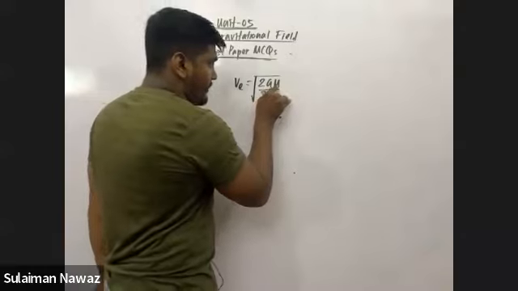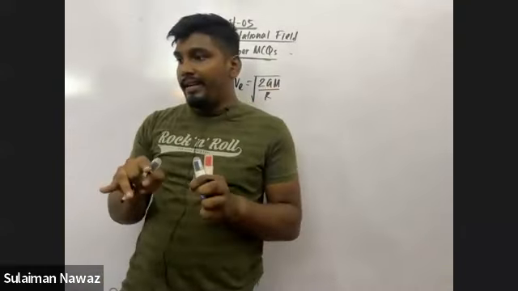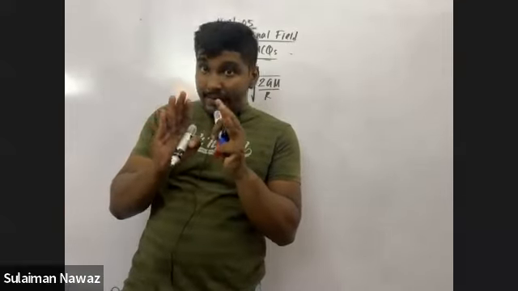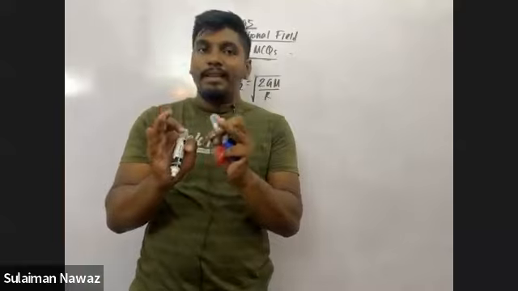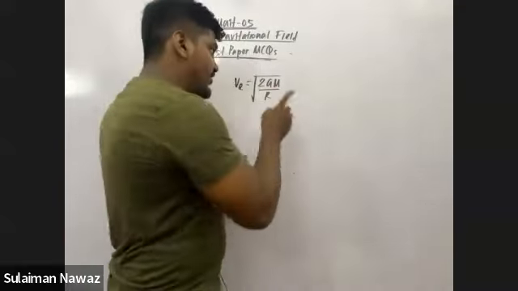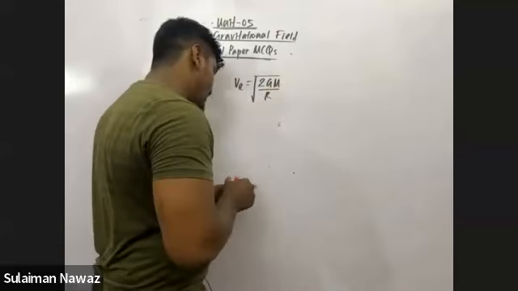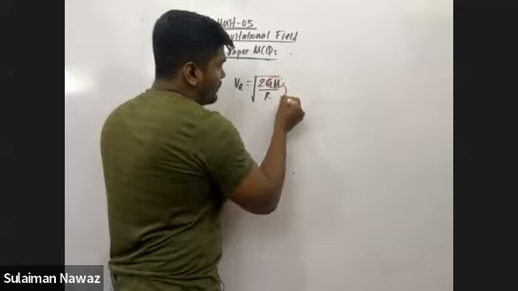Now, but they haven't given the mass of anything. The mass of the asteroid, I think they haven't given, right? They haven't mentioned the mass of the asteroid. But I told you, if they haven't given the mass of an object, what do we do? We change G capital M as what? GR squared. Always convert your G capital M as GR squared.